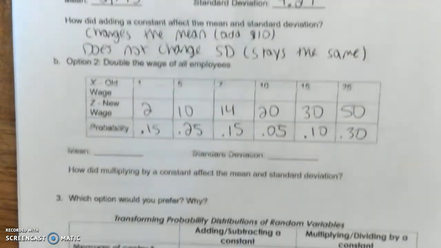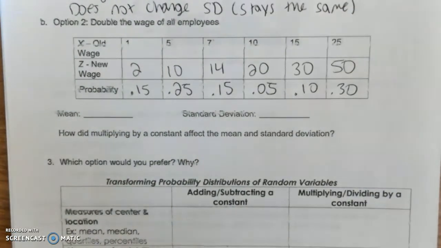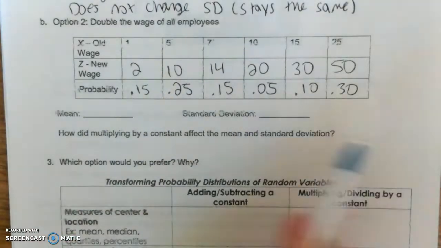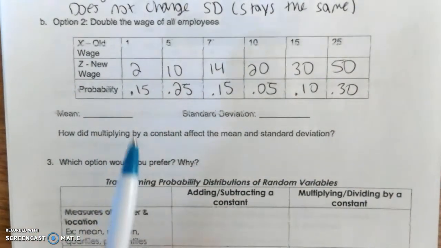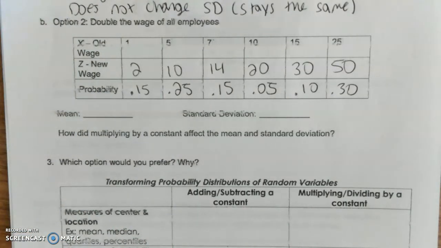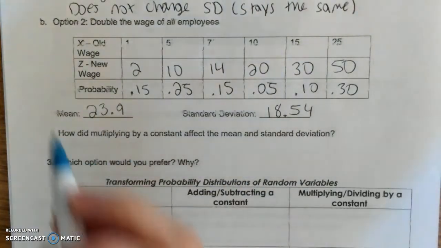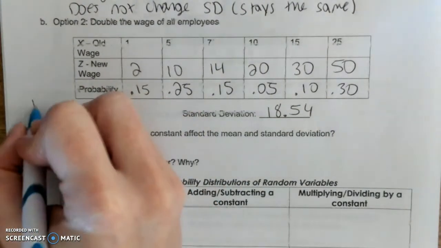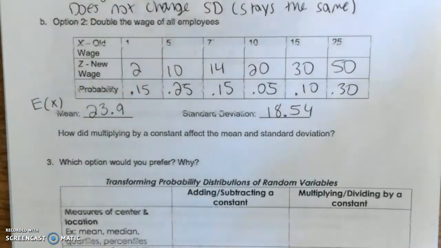Use your calculator again to calculate the new mean and standard deviation. Again, you're leaving L2 exactly the same. Your frequency doesn't change. It's the L1, your wages, that change. So I'll give you a minute to go ahead and put that in the calculator. Pause the video and see if you get it correct. All right. So you should have gotten an X bar or an expected value, E of X, of 23.9 and a standard deviation of 18.54.